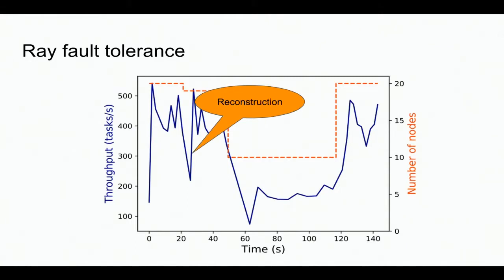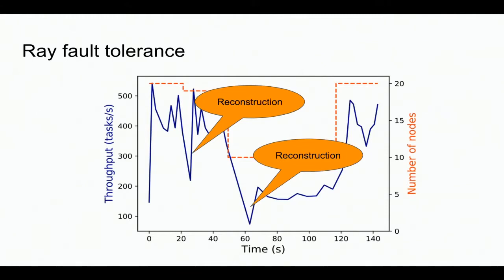And as you see, there's a dip in the task throughput. That's because all the objects that were on that node are going to be reconstructed from the lineage that is stored in the global control state by the other nodes. And then after some time, the task throughput goes back to normal.